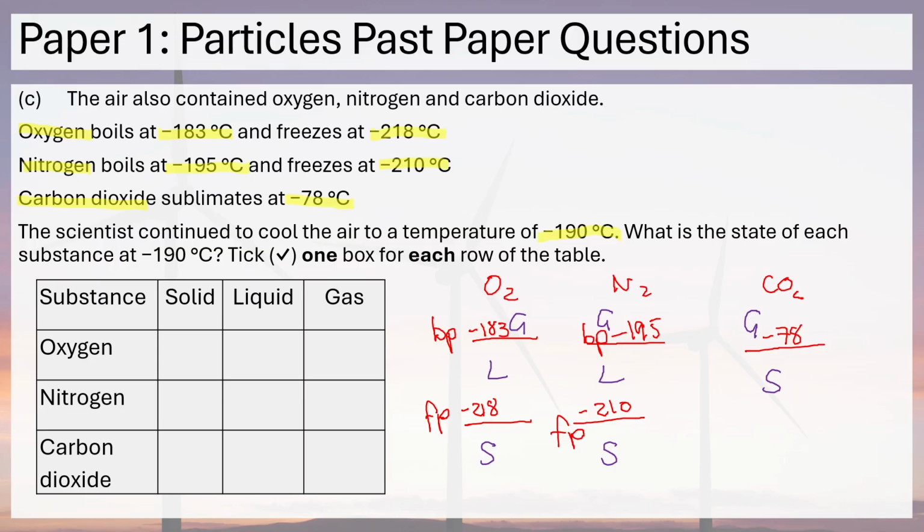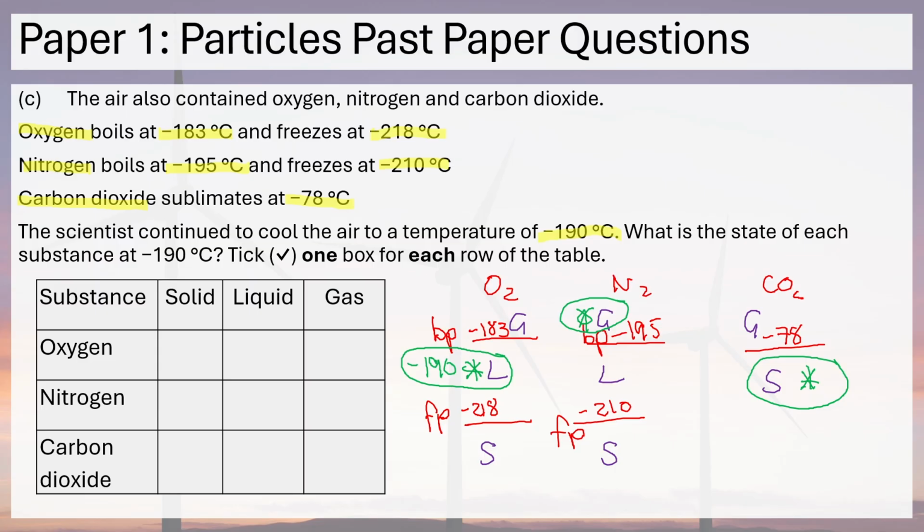So minus 190 degrees for oxygen is going to sit in this region here, because it's going to be lower than minus 183, but higher than minus 218. If I look at nitrogen, minus 190 is going to be up here, because it's not as far down as minus 195. And then if I look at carbon dioxide, minus 190 is going to sit down here, because it's much lower than minus 78. So that tells me that oxygen is going to be a liquid at that temperature. Nitrogen will be a gas at that temperature, and carbon dioxide will be a solid at that temperature.